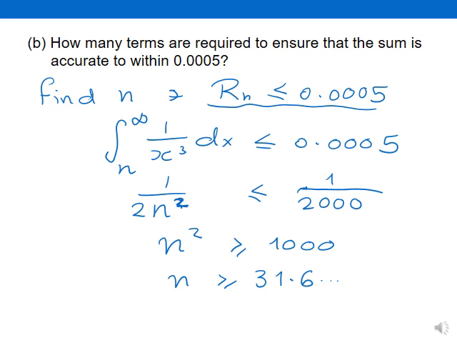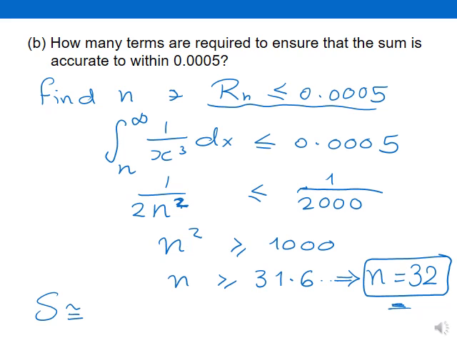I know that n must be positive. I'm adding up terms, so it doesn't take plus or minus values. Also, I know that I want it to be greater to achieve this accuracy. So it must be an integer. I'll take the next positive integer. The number of terms to ensure the desired accuracy is actually 32 terms. So to have better accuracy I must take my partial sum S32.